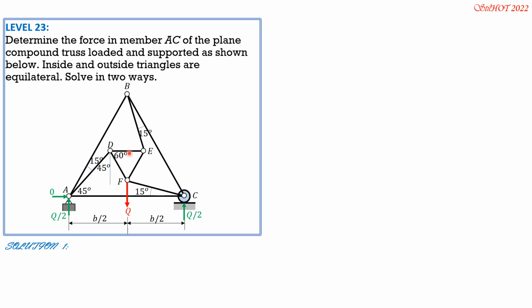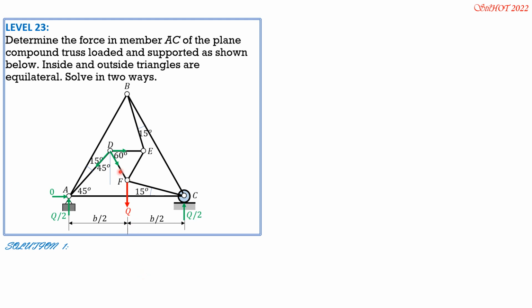Then since this is equilateral, that's 60 degrees. This is 60 degrees also, that's 60 degrees. So that's the force in AD, force in DE, and force in DF. So always assume tension. If the result is positive, tension. If the result is negative, compression.